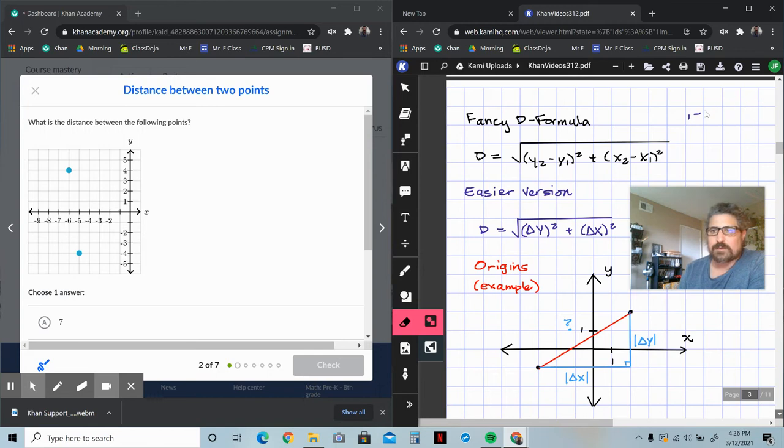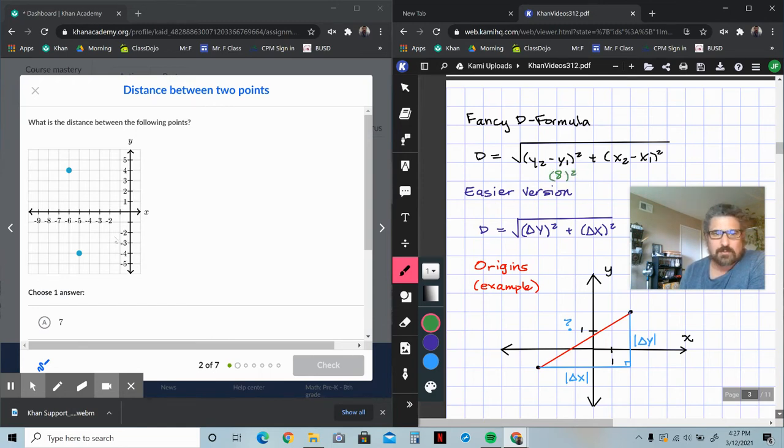So what are our new values? It says that you got this dot and this dot. Well, how far down is it? That's the change in y. 1, 2, 3, 4, 5, 6, 7, 8. So there's 8 units change in y, so that's going to be 8. And we're going to square that, of course.